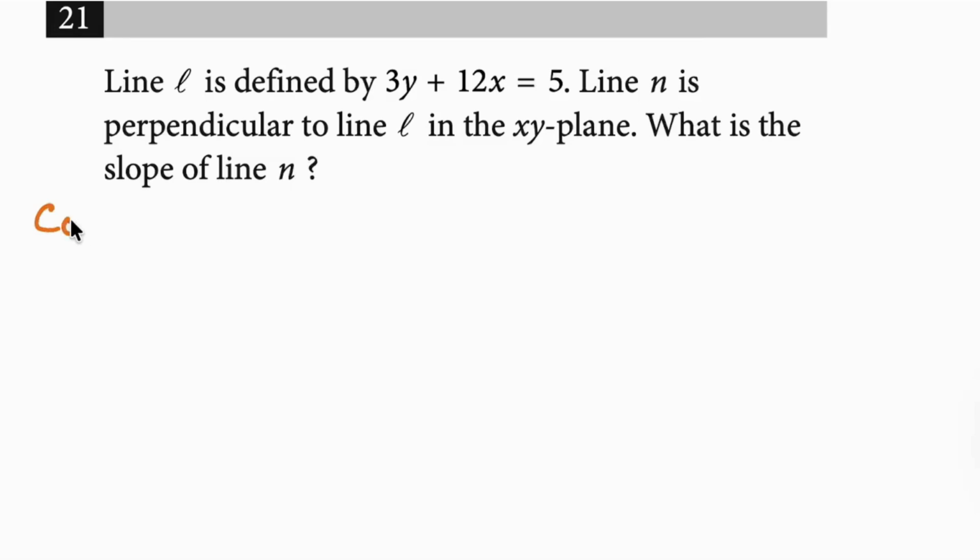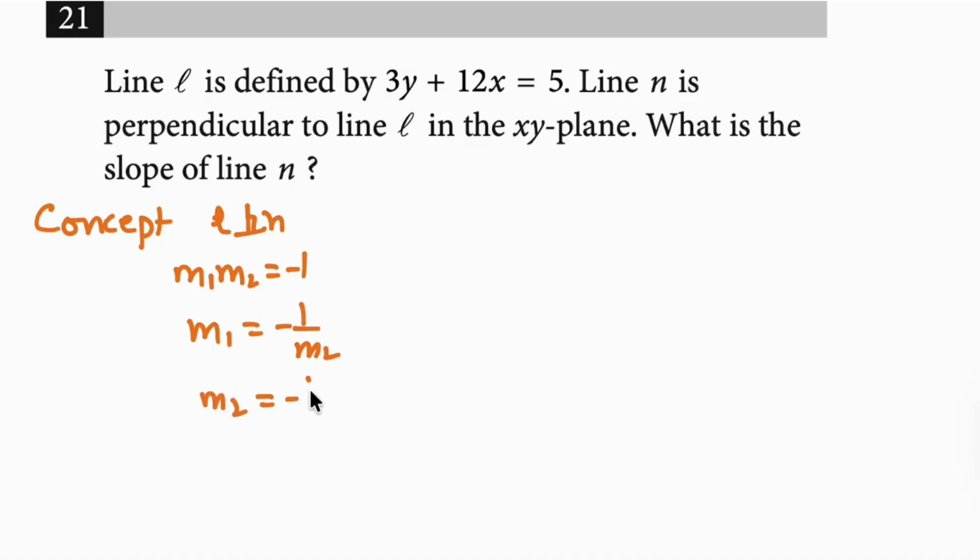Okay. So the concept used here is that if two lines are perpendicular, then the product of their slopes is -1. In other words, one of the slopes is the negative reciprocal of the other one. Similarly, if you take m2 over m1. So either you can apply this directly, or you can use the concept that the other slope is the negative reciprocal of the first one. Okay, let's see that.